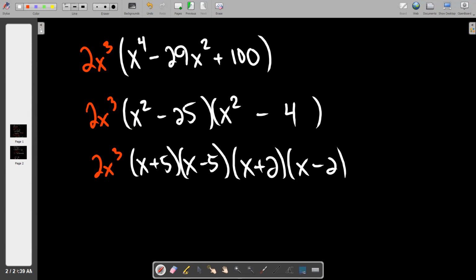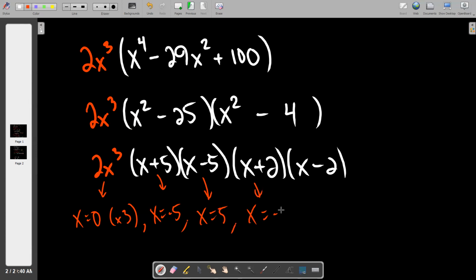So let's lay out the roots or the zeros. So here we get a 0 at 0 with multiplicity of 3. Here we get -5. Here we get +5. Here we get -2. And here we get +2. So we do have a lot of zeros going on. And a lot of zeros, sorry, means a lot of intervals. So, I mean, I wrote this problem, so I can't complain about it.